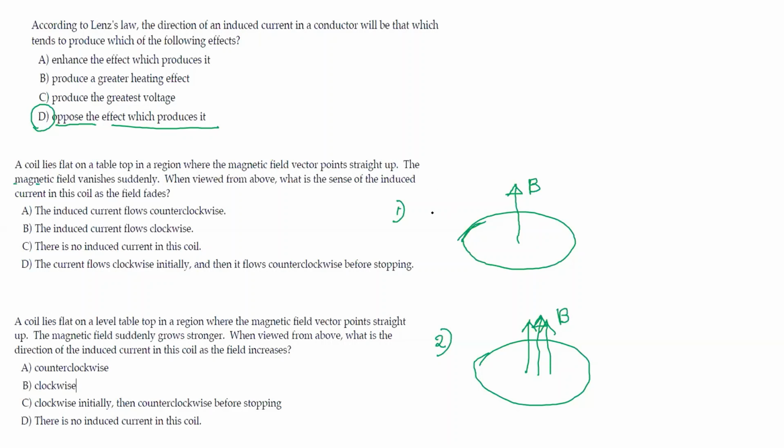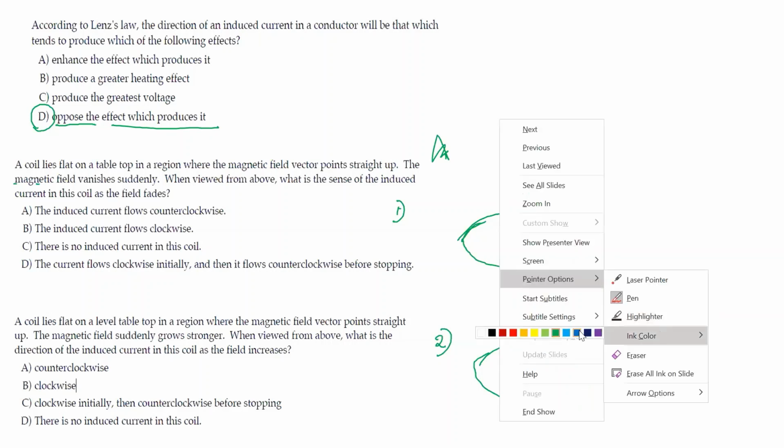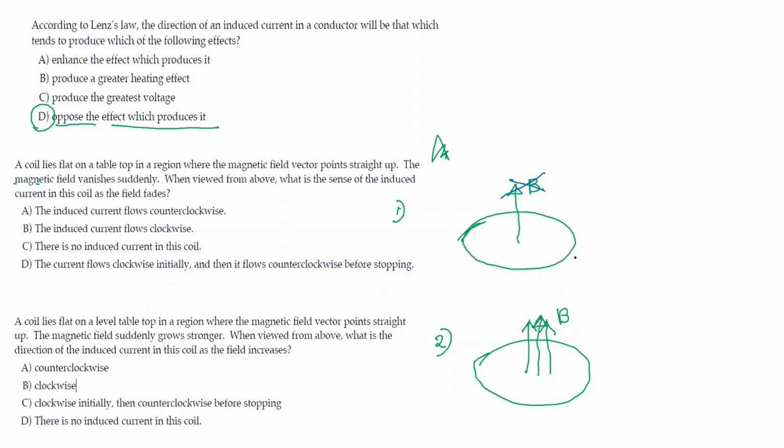So in this one, what is happening? In the first one, the magnetic field vanished, right? So this suddenly vanished. So the loop doesn't like it, right? So it is going to induce a B field in this direction to stop the change from happening. Okay, so this is the induced B field. So to create that B field, your current should be going this way, right? So for the first one, it is counterclockwise direction.